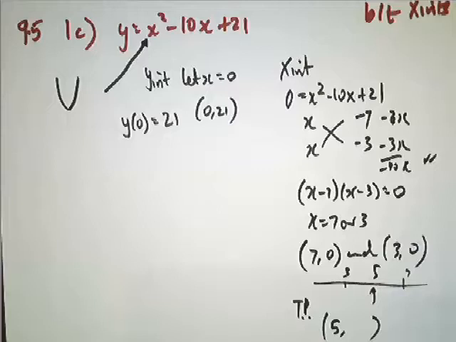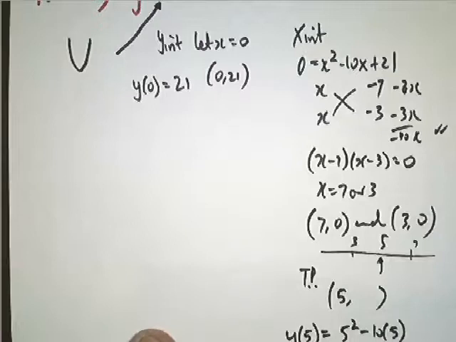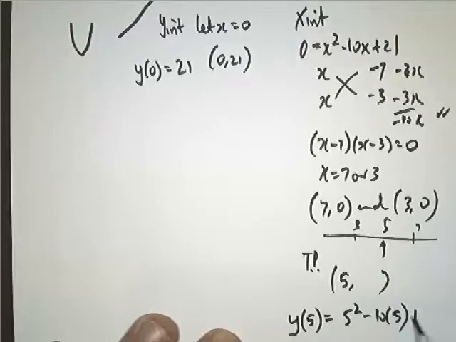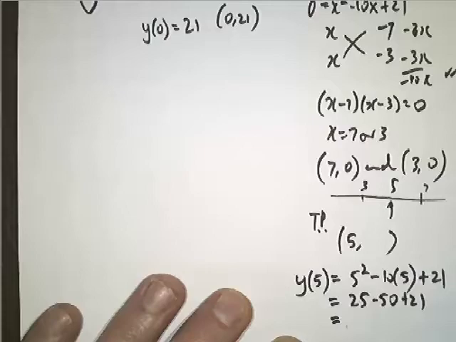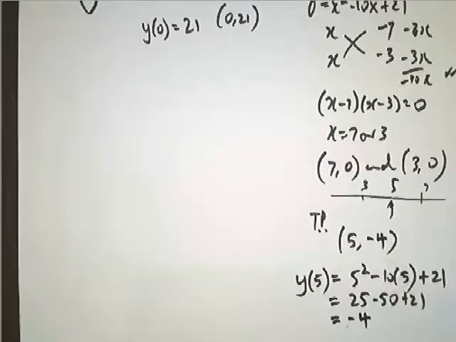Y when x equals 5 should equal 5 squared minus 10 times 5 plus 21. 25 minus 50 plus 21 is minus 4, should be my answer. There's my turning point. What's the other way of finding the turning point?